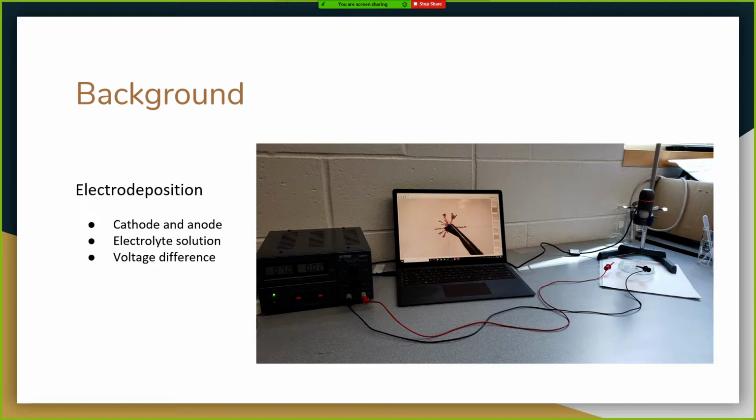So here's a picture of what the setup itself looked like, where on the right, that's where the little cell is, where the electrodeposition is actually occurring. And that's a digital camera hooked up to a laptop, so you can see a little closer what is happening inside of the cell.